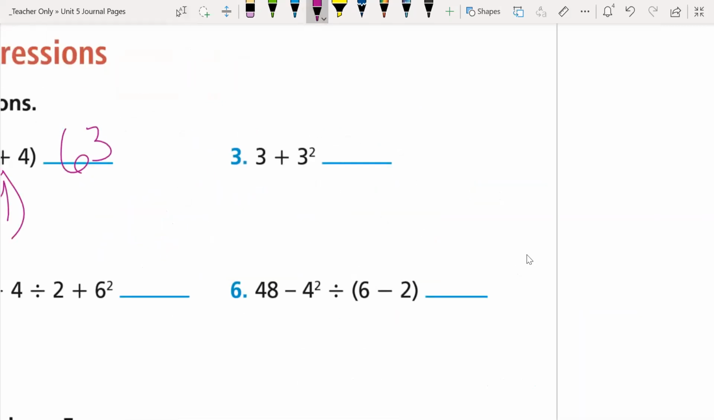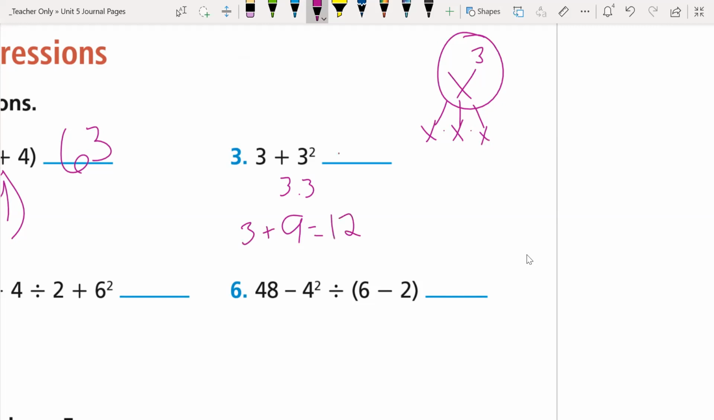Number 3, we're going to start with exponents. Right, so 3 squared, not to be confused with 3 times 2, because it's not 3 times 2. Exponents means that we expand into products and factors. So this product is going to be 3 factors, x times x times x. And in this case, 3 to the second power, or 3 squared, it's going to be 3 times 3, which is 9, plus 3. 9 plus 3 is 12. All right, 12 here.